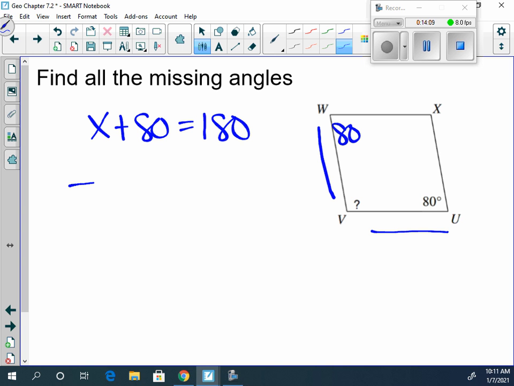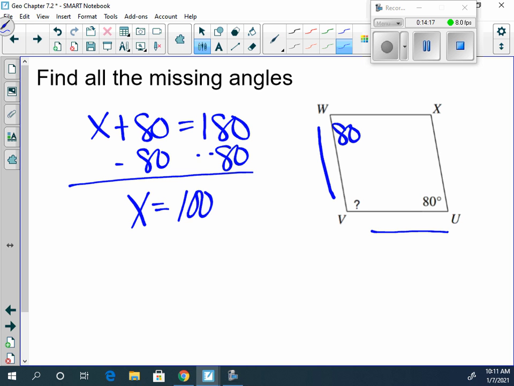So to solve this, what do we do? We subtract 80 from both sides. And we get X is equal to 100. So angle V is 100 degrees. Yes? Any questions on this here?